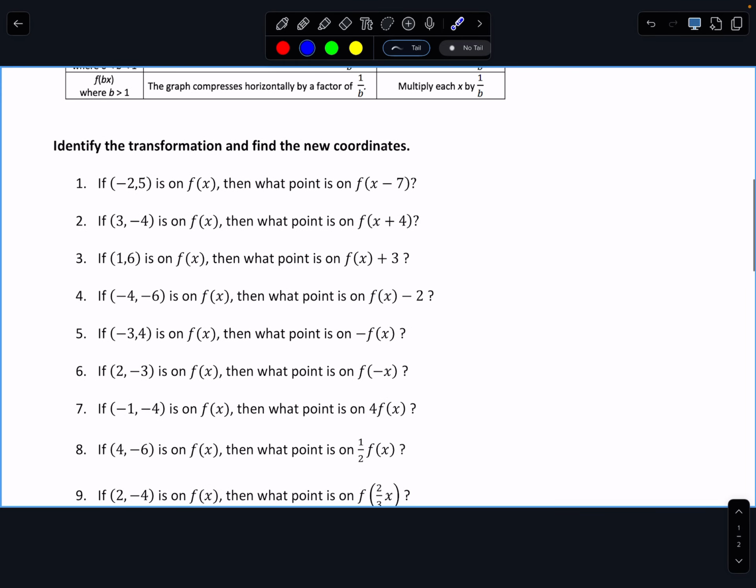And so if we go down to 1 and 2 down here, and I see f of x minus 7, that's when you go to the right 7. So the transformation is right 7, and you add 7 to the x coordinate. So we have a negative 2, add the 7, and you end up at 5, 5.